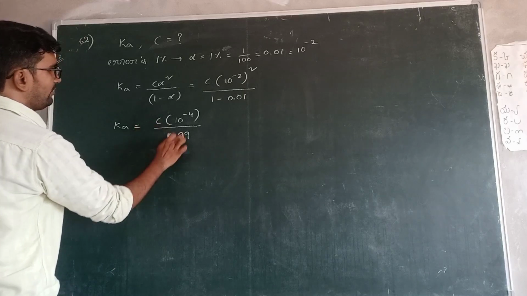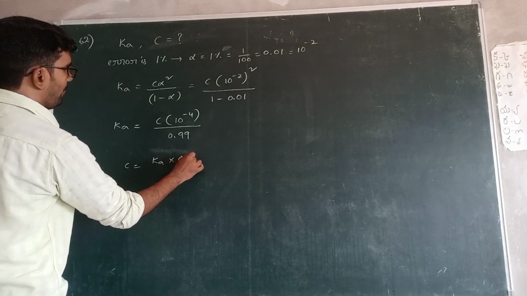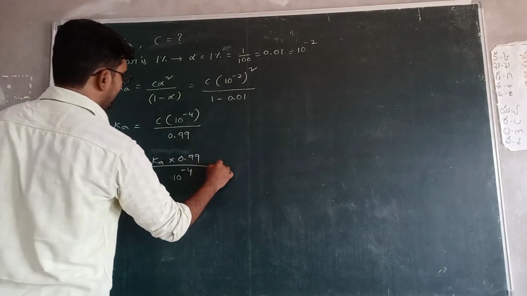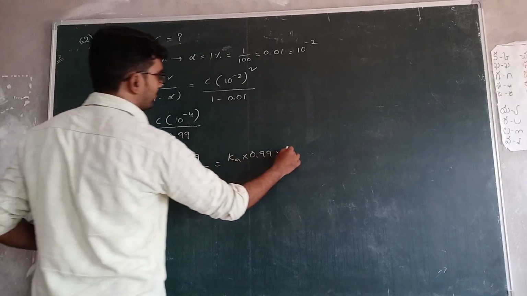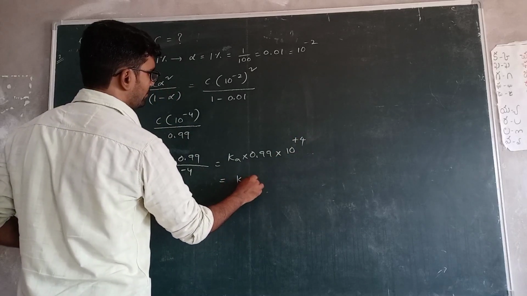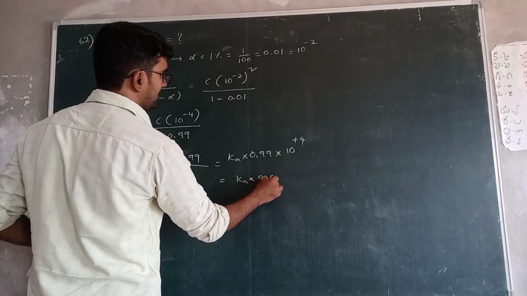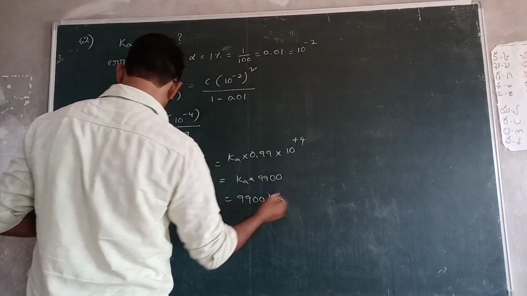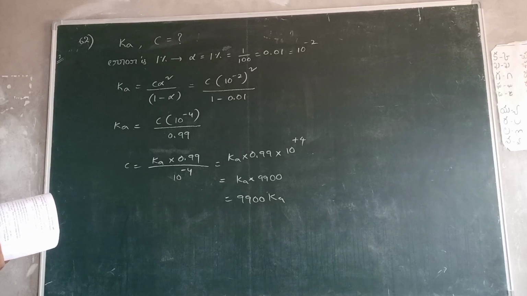We want the C value, so these two terms move to that side. C is equal to Ka into 0.99 by 10 to the power of minus 4. Then minus 4 converts to plus 4, so Ka into 10 to the power of 4 into 0.99 means 9900 Ka. So the answer is A.